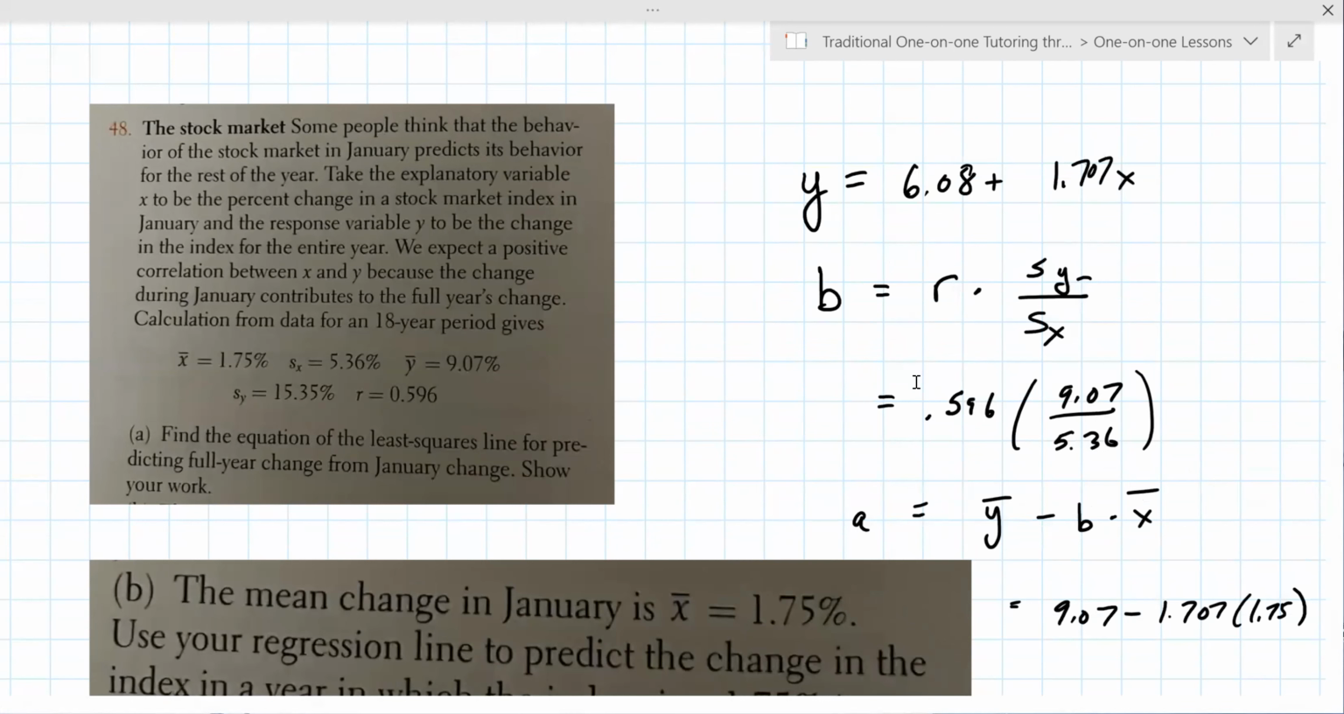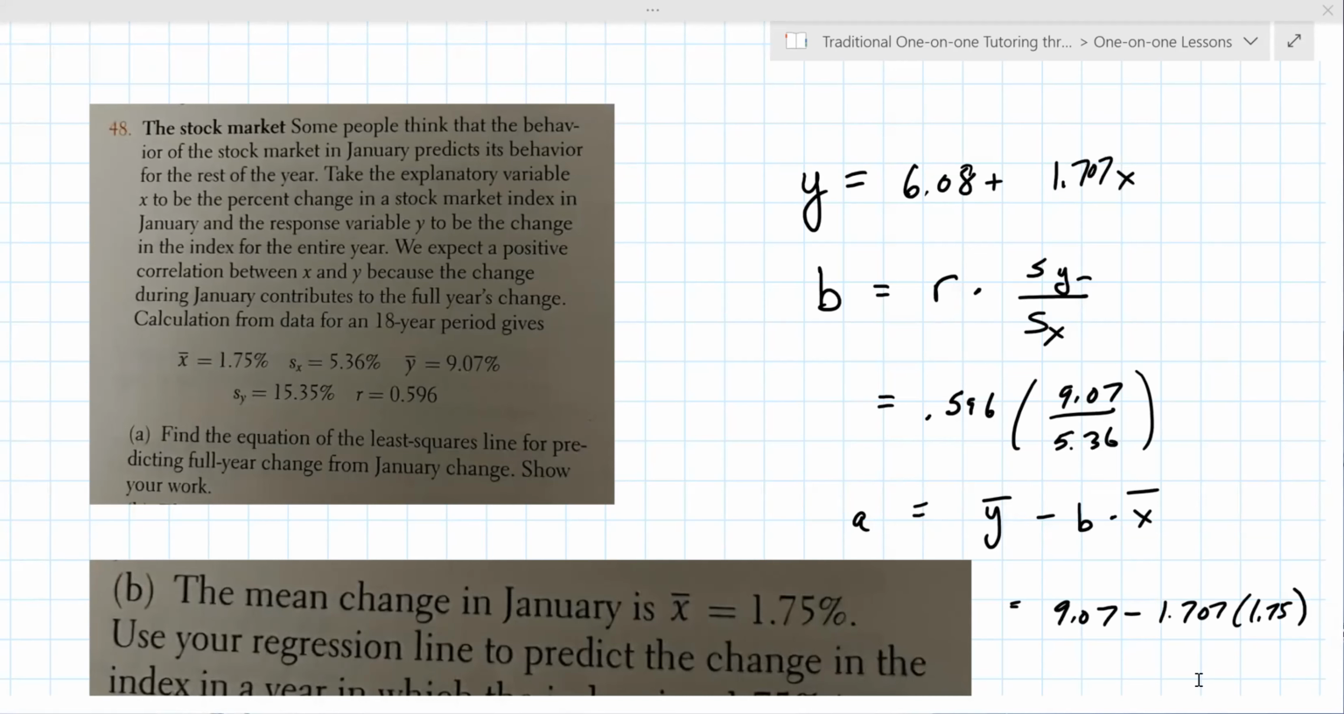Can we do 49, which refers to 47? Sure. Let me go grab it. I did 47. Find r squared. Okay. So I have the regression line for 47.